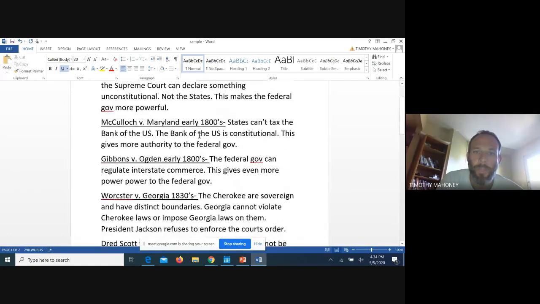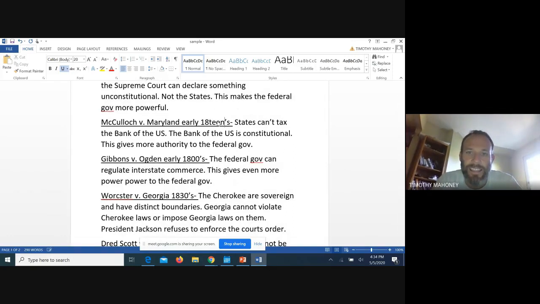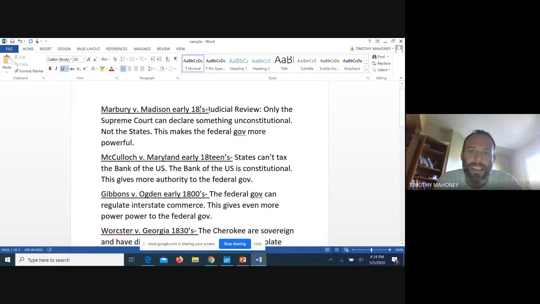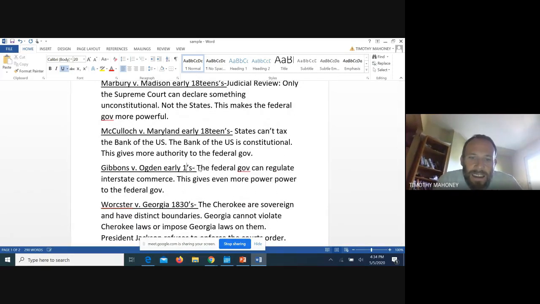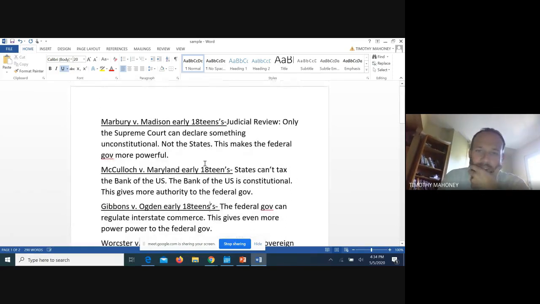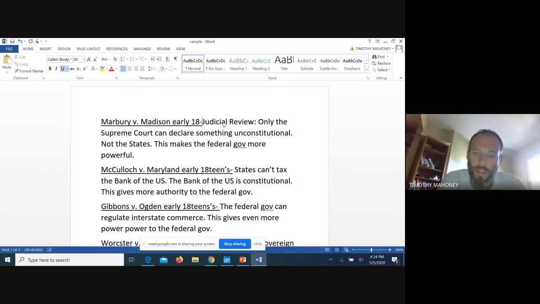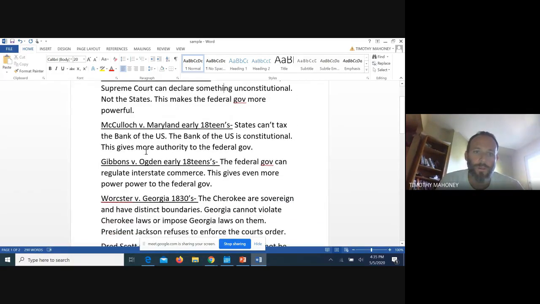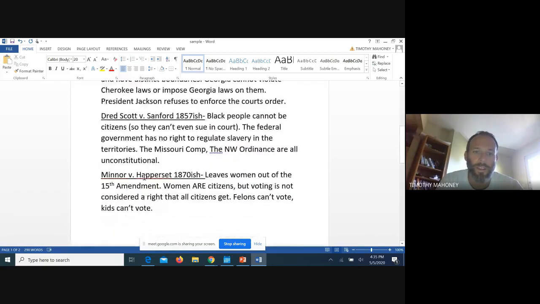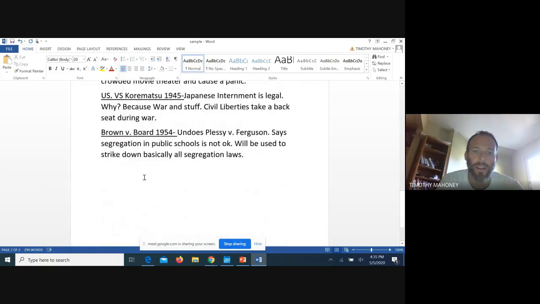I'm going to say 18 teens on these ones. One of them, Marbury v. Madison, I think is earlier. I think it's like 1805 actually. So I'm going to do that one earlier. It's one of the first ones. I'm going to say 1805, something like that. Cool, guys. Those are Mahoney's top 10 Supreme Court cases. 1, 2, 3, 4, 5, 6, 7, 8, 9, 10.